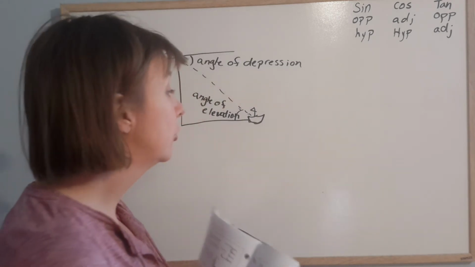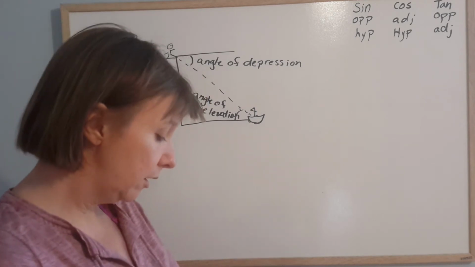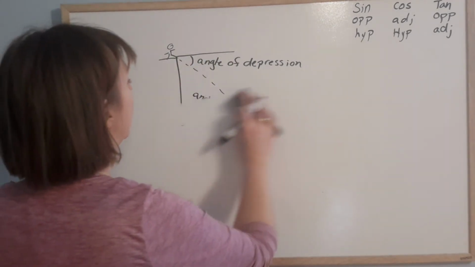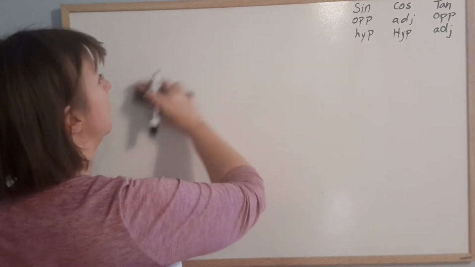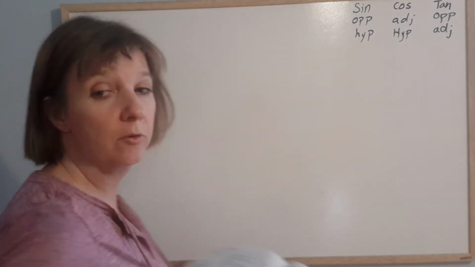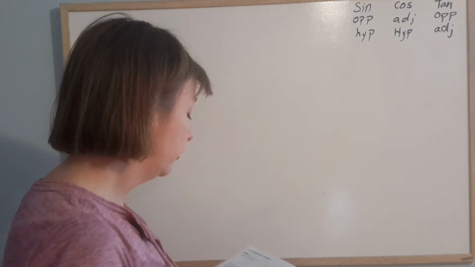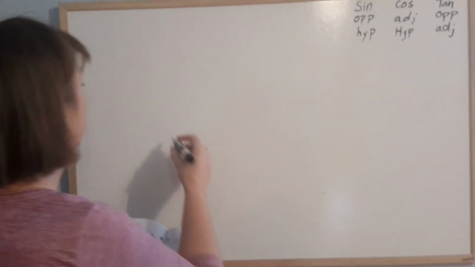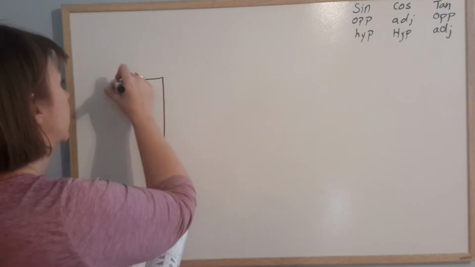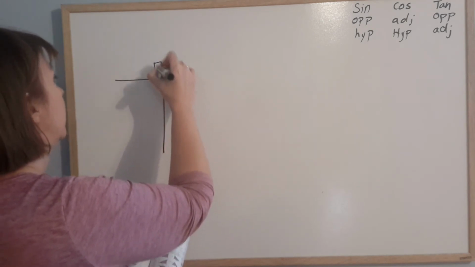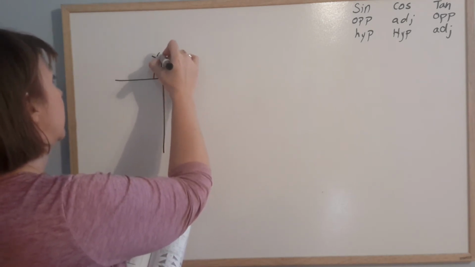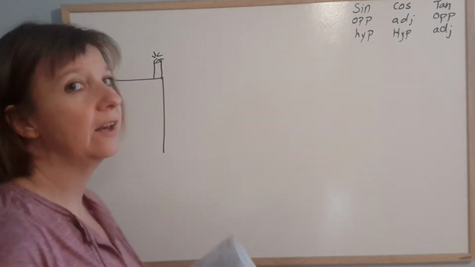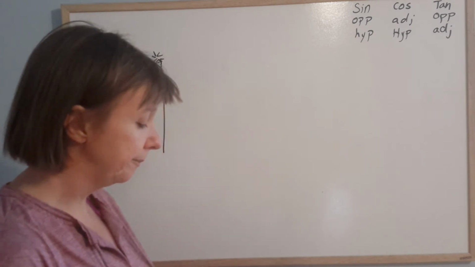Example 2 on page 246. My board's going to fall off the wall if I'm not careful. Okay, page 246, you've got a lighthouse, and it sits on the top of a cliff. So here's the cliff, and on top you have a little lighthouse. My drawings are always so good.